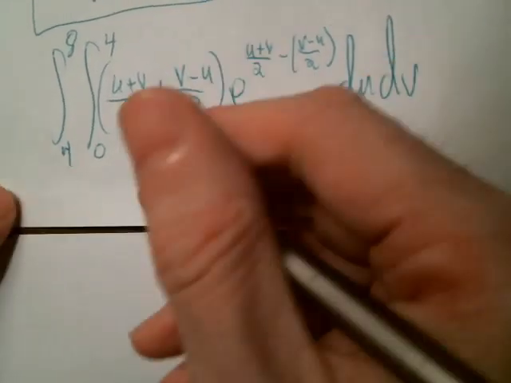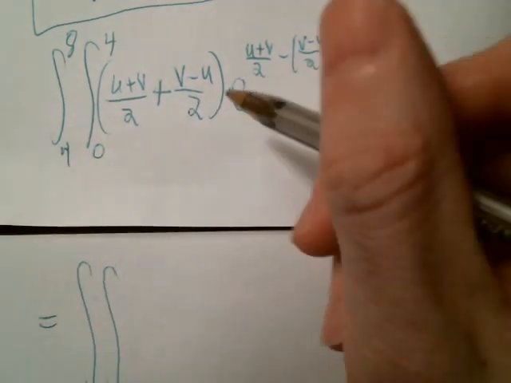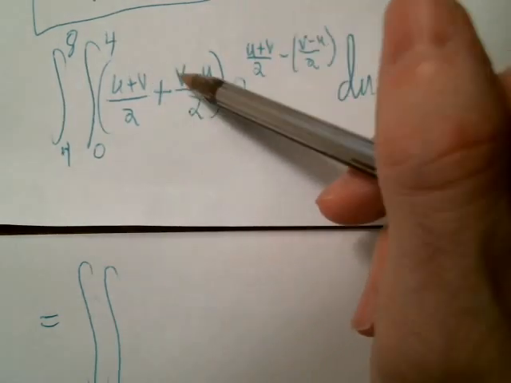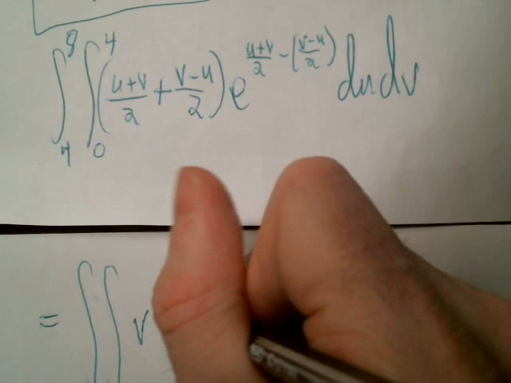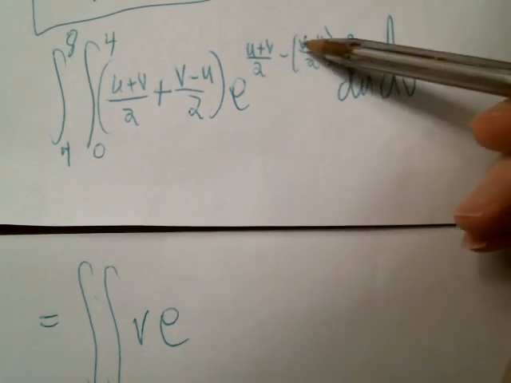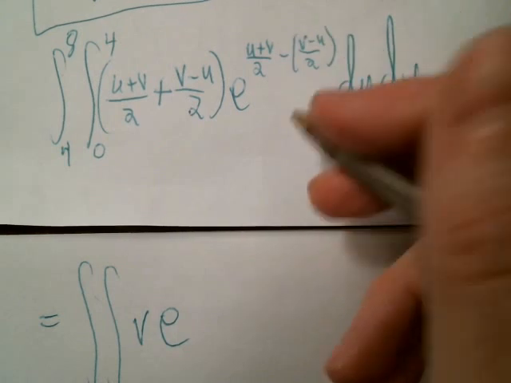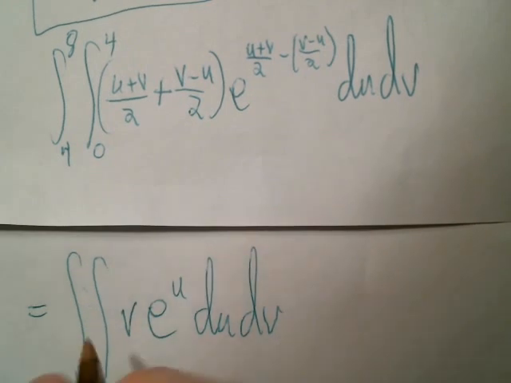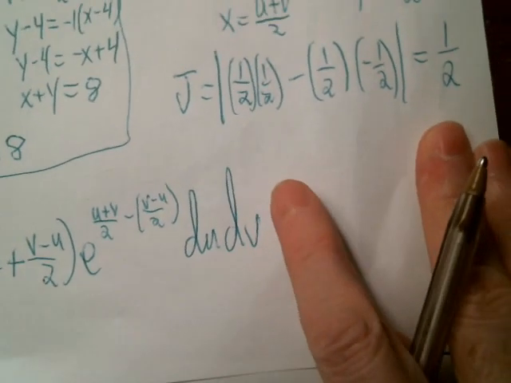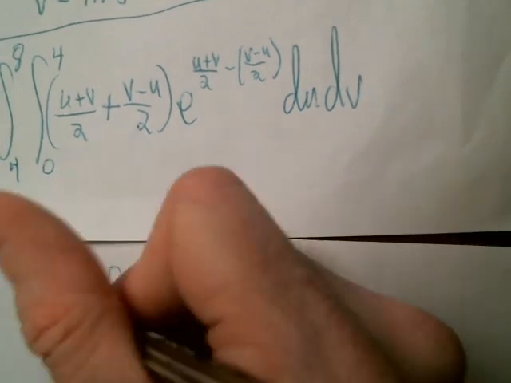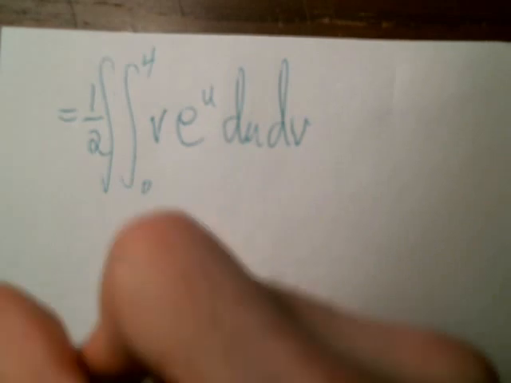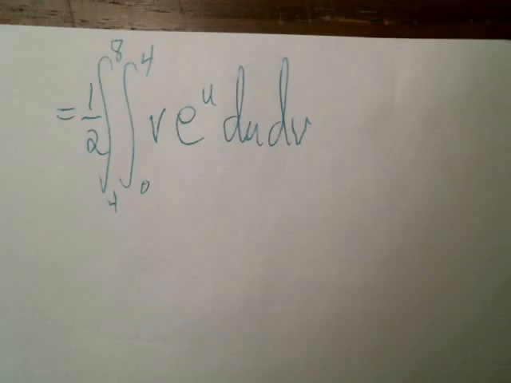Okay. Clean this stuff up. Usually they clean up pretty nice, like so the u over 2's will cancel, leaving you with 2v over 2, so you get v, and then e to the power of, in this case the v over 2's will cancel, leaving you with 2u over 2, which is just u, and then you go du dv. And I almost forgot my Jacobian of 1/2, which I'll smush into my integral, but it's going to pop out because it's a constant. So I'll just put it right there. Okay, and I'm going from 0 to 4 and 4 to 8.